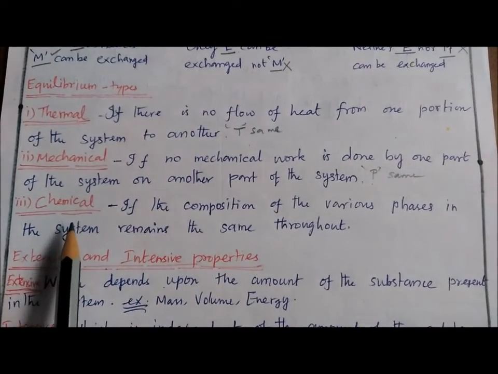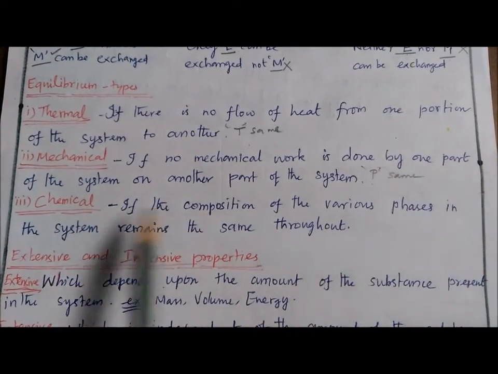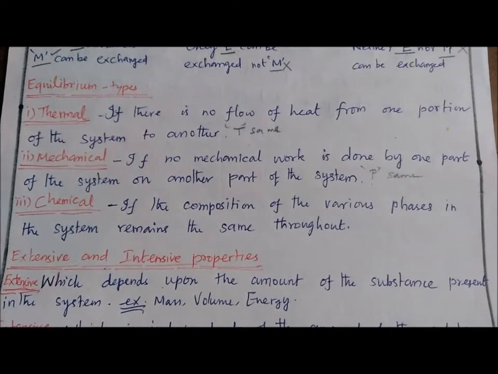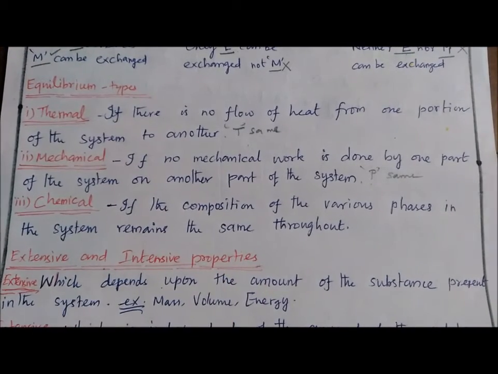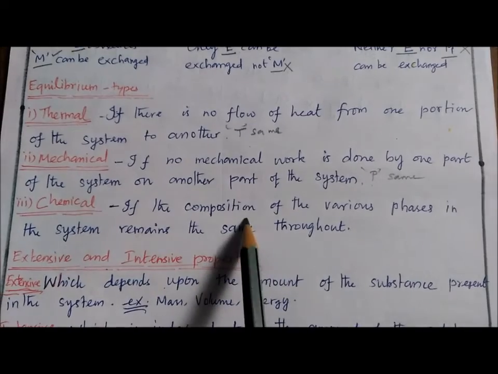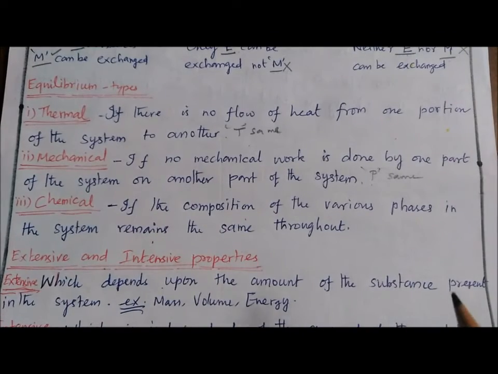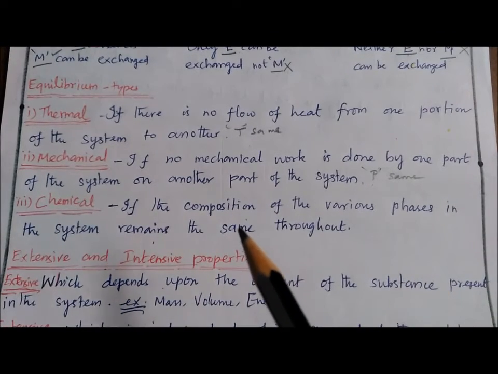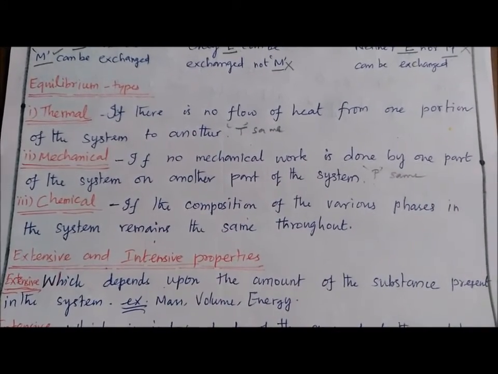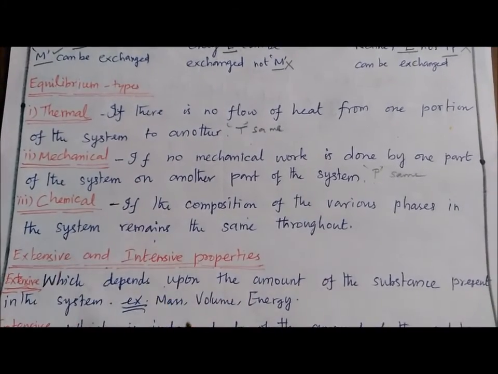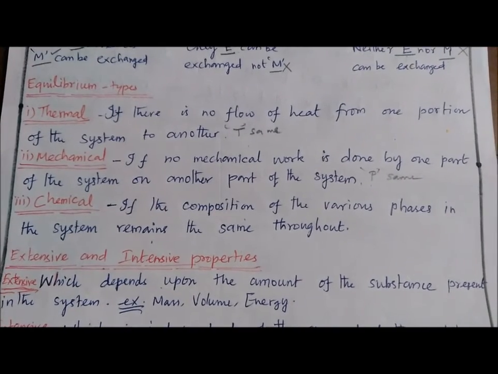Next, chemical equilibrium. A system is said to be in chemical equilibrium if the composition of the various phases in the system remains the same throughout. So it is related to a chemical reaction. So what is the possibility? The composition of the various phases should remain the same throughout the system. Then only chemical equilibrium is possible. So this is the explanation given for equilibrium.